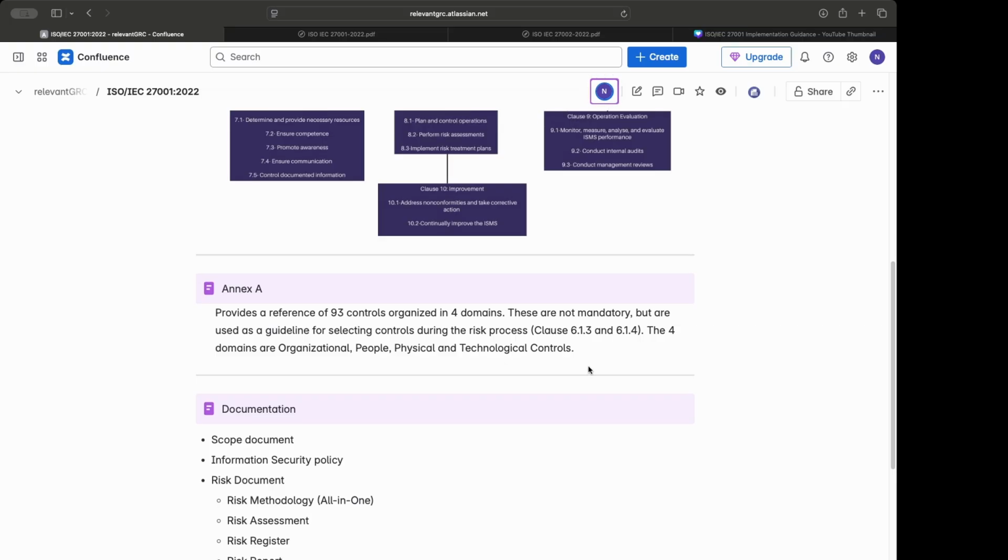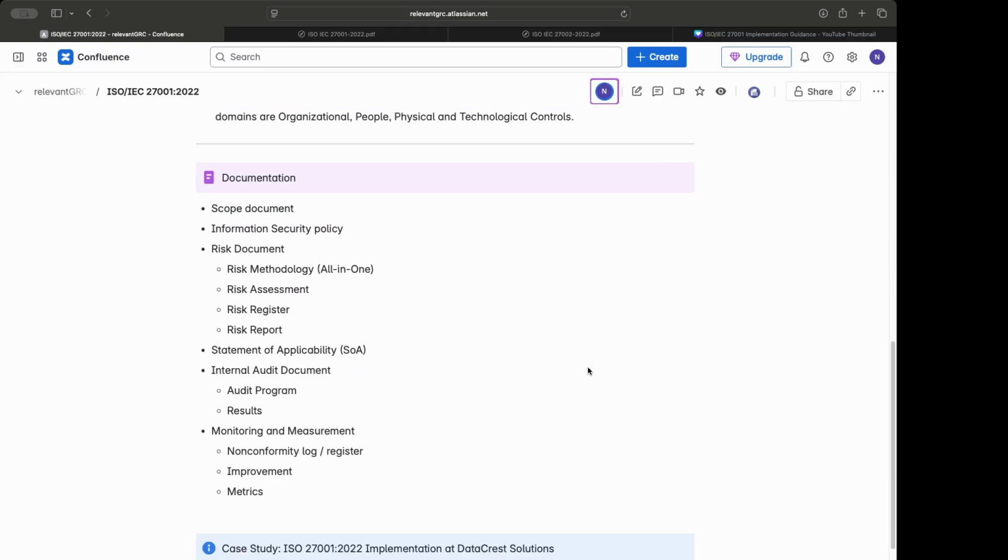So these are some of the documentation that you need to provide with regards to ISO 27001. This documentation aligns with the mandatory standard in clauses 4 to 10. You have the scope document that follows clause 4. You have the information security policy, which follows clause 5. You have the risk documents, which follow clause 6 as well as clause 8. You have the statement of applicability, which follows clause 6. Under clause 6, you have 6.1.3d, where you need to provide the statement of applicability.